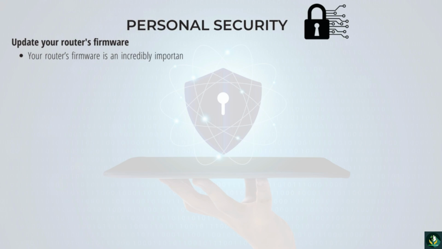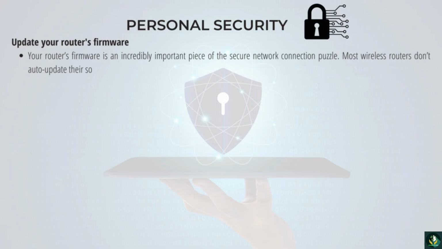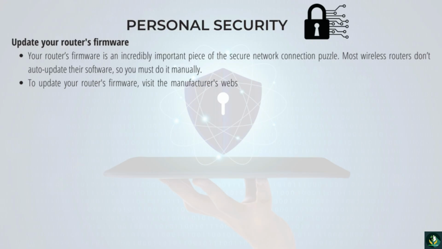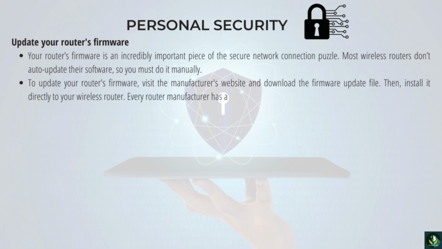Your router's firmware is an incredibly important piece of the secure network connection puzzle. Most wireless routers don't auto-update their software, so you must do it manually. To update your router's firmware, visit the manufacturer's website and download the firmware update file. Then install it directly to your wireless router. Every router manufacturer has a slightly different process, so look for instructions on how to do it on their website.